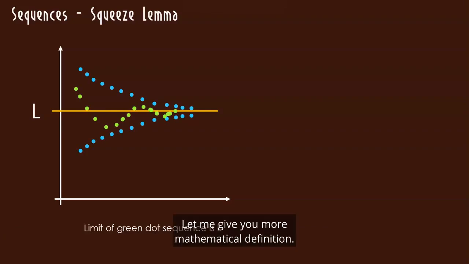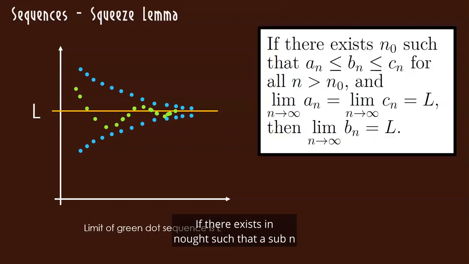Not very mathematical. Let me give you a more mathematical definition. If there exists n naught such that a sub n is less than or equal to b sub n is less than or equal to c sub n for all n greater than n sub naught, and the limit of a sub n and the limit of c sub n both equal L, then the limit of b sub n must also equal L.